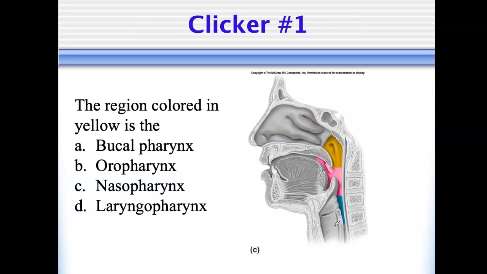And this is a clicker. The region colored in yellow is what? I'm not going to tell you. You have to figure it out.